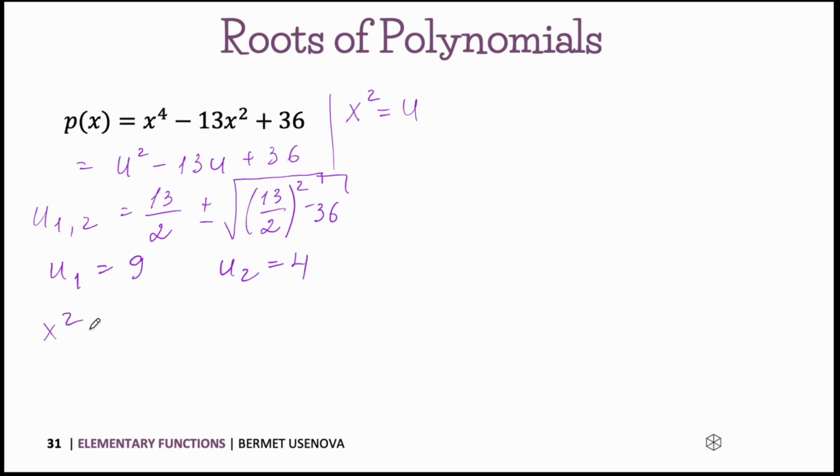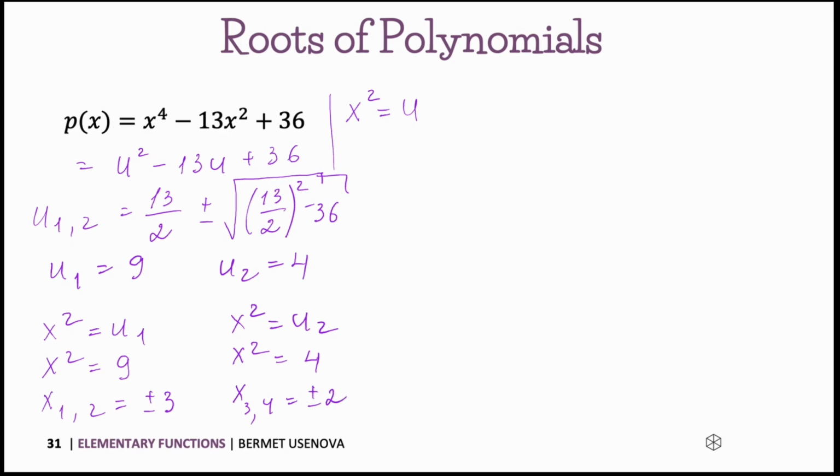x squared is equal to u1, so x squared will be equal to 9, and x1 and x2 will be equal to plus minus 3. And x squared will be equal to u2, x squared is equal to 4, and x3 and x4 will be equal to plus minus 2. And the set of roots for this polynomial will be minus 2, minus 3, 2, and 3. So at these points, our function will be crossing the x-axis.